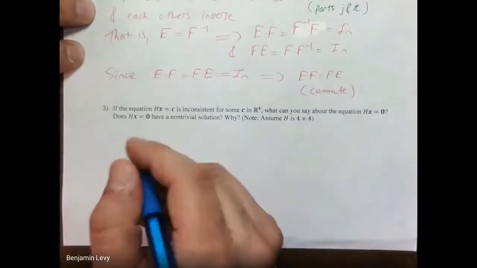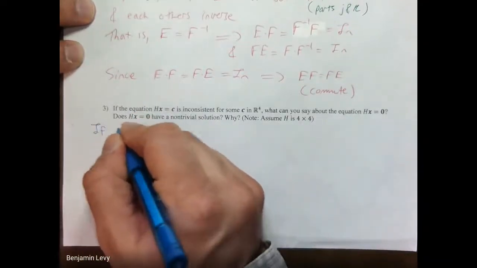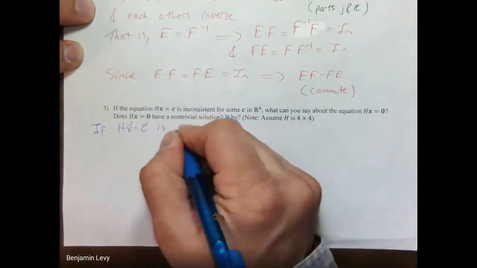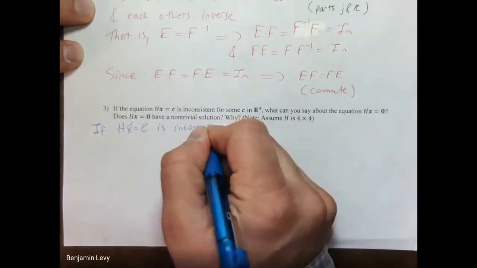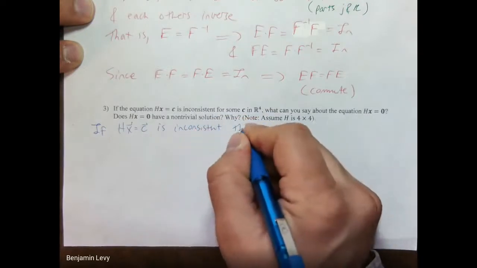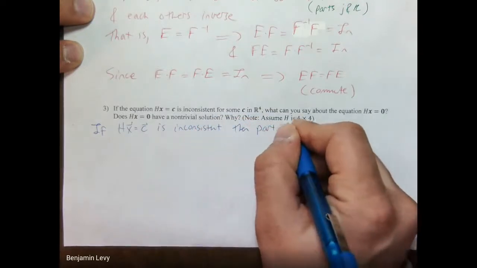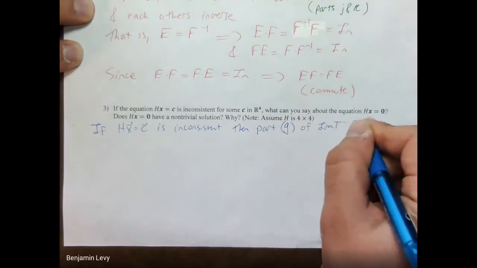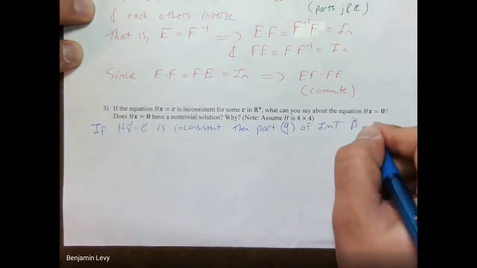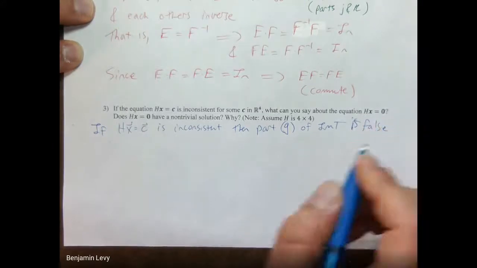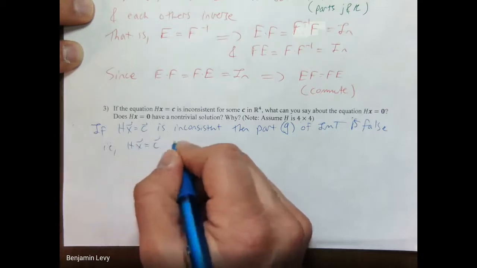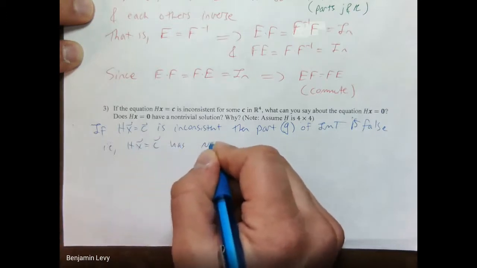So if Hx equals c is inconsistent, then that means part G of the IMT is false, i.e. Hx equals c has no solution.